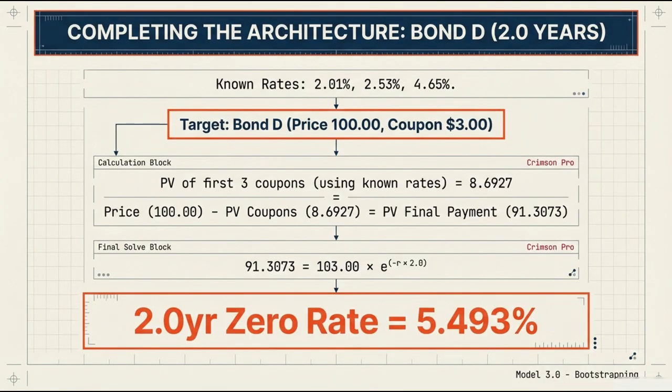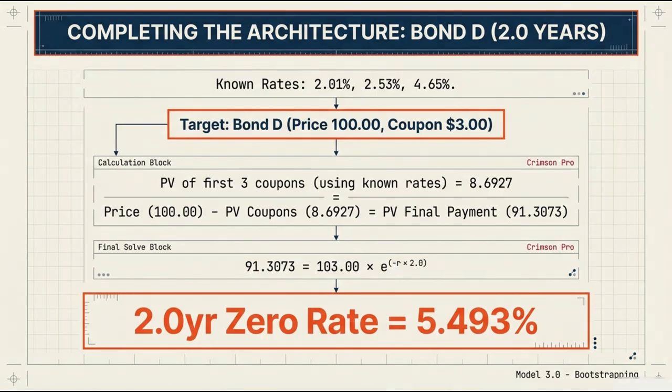So we're discounting 3.0 at the 0.5-year rate, 3.0 at the 1.0-year rate, 3.0 at the 1.5-year rate. And then finally, the big one, 103.00, principal plus coupon, at the unknown 2.0-year rate. Okay, we have the discount factors for the first two coupons already. We just need the one for 1.5 years. We can calculate the present values of the first three coupons.